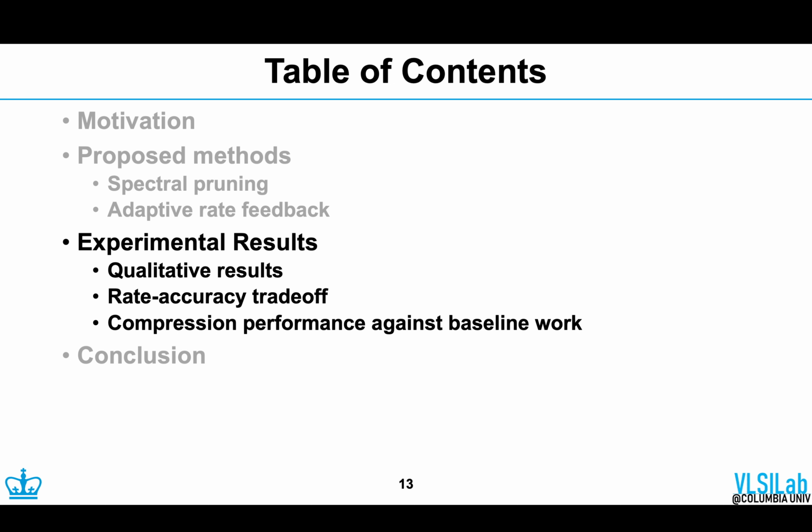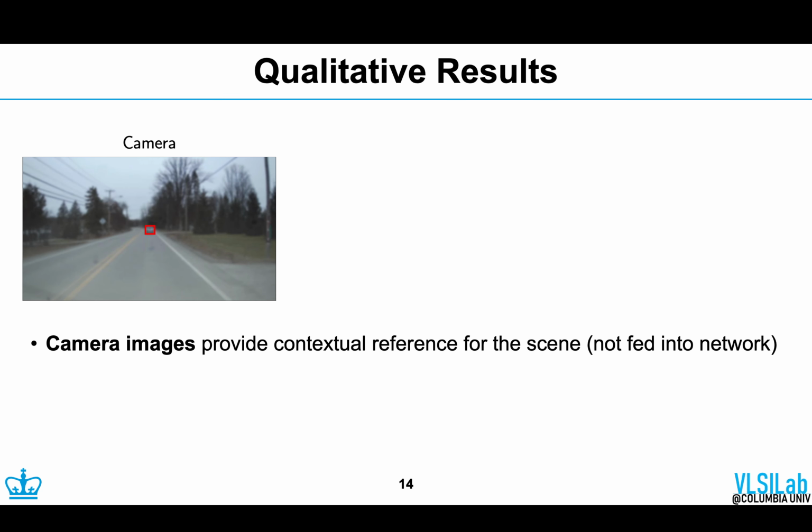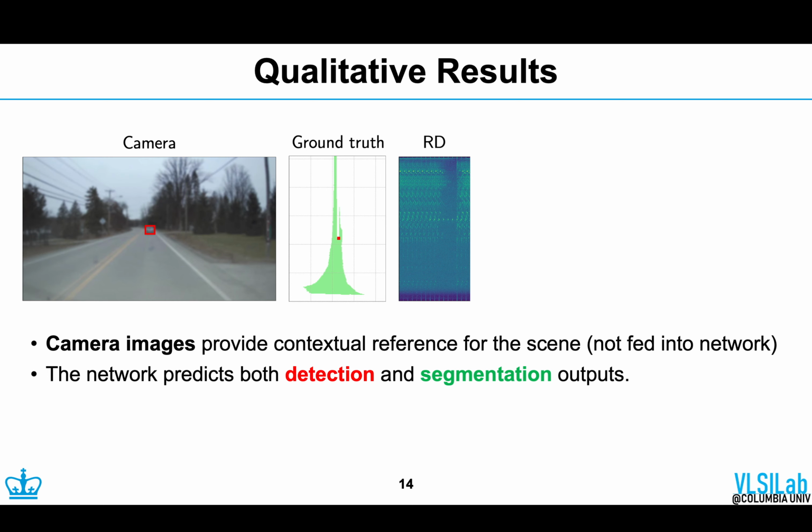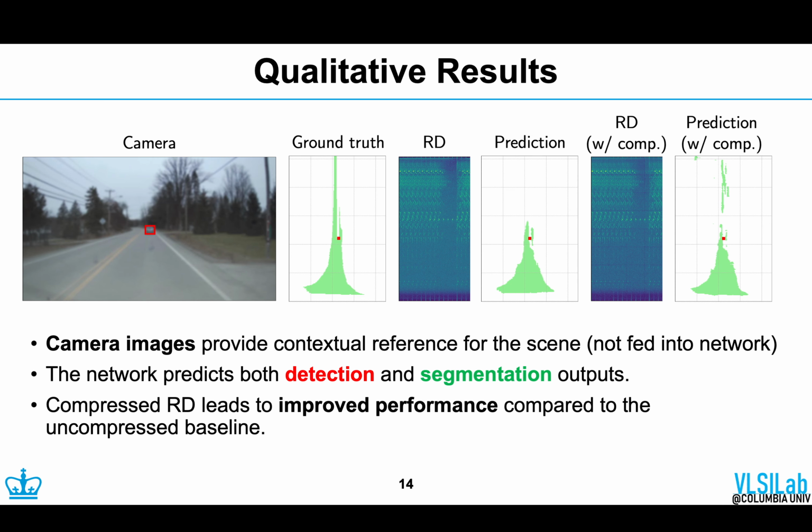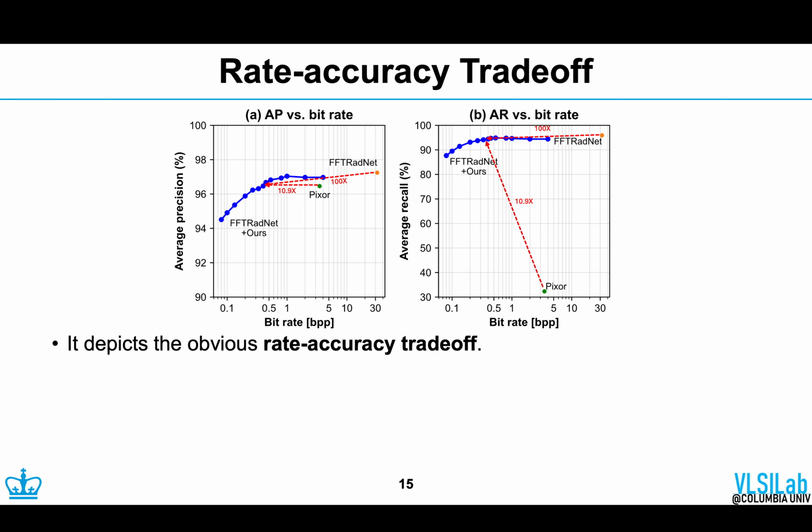We now show you the experimental results. Camera images provide contextual reference for the scene, but are not fed into the network because it's a radar-only task. The network predicts both detection and segmentation outputs, and the compressed range Doppler map leads to improved performance compared to the uncompressed baseline. And we show you the rate accuracy trade-off.